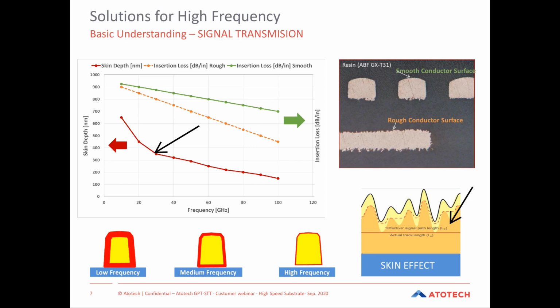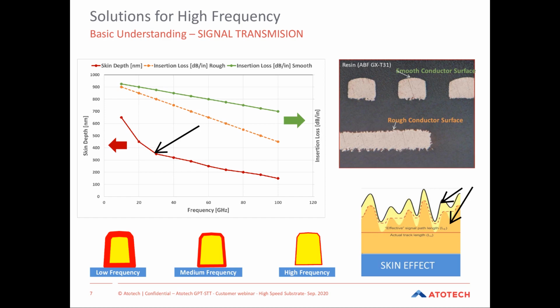As we go to the higher frequency, you can see that the skin depth is getting thinner and thinner. It means that the signal prefers to move along the surface. That's the reason why, if we have a surface morphology which is rough, you will increase the length of the path that the signal will travel. So there will be a delay, or there's a potential of signal loss.